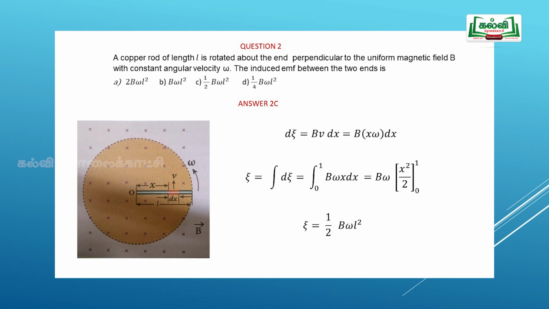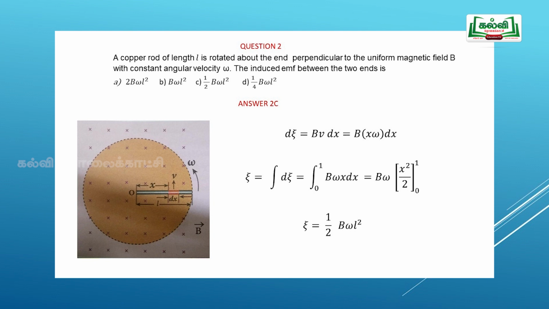Then for the entire rod, what will it be? Integrated. Then integral B omega x dx. B omega is taken out, integral x dx, varying the limit from 0 to L, where L is the length of the rod. Integral x dx becomes x square by 2, that is L square by 2. Hence the formula half B omega L square. Immediately try to retain this. Fix it in your memory. This is a very important formula.